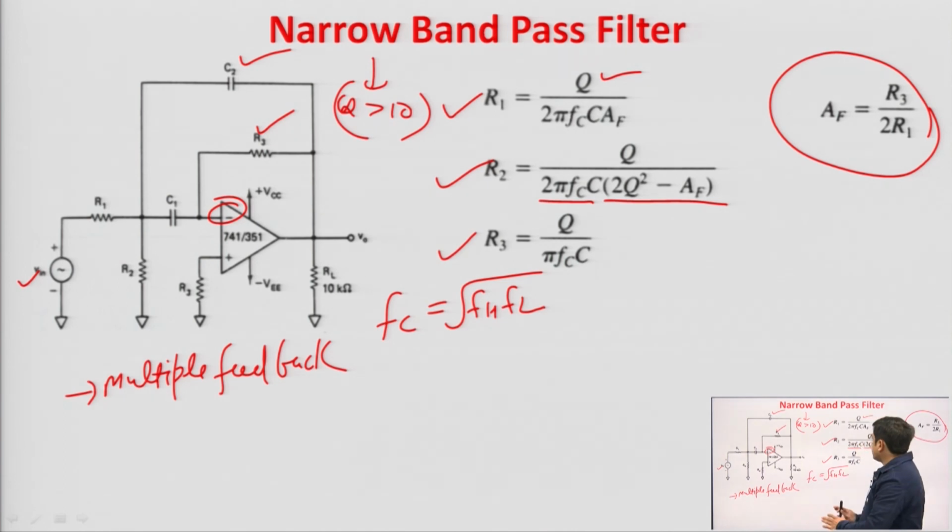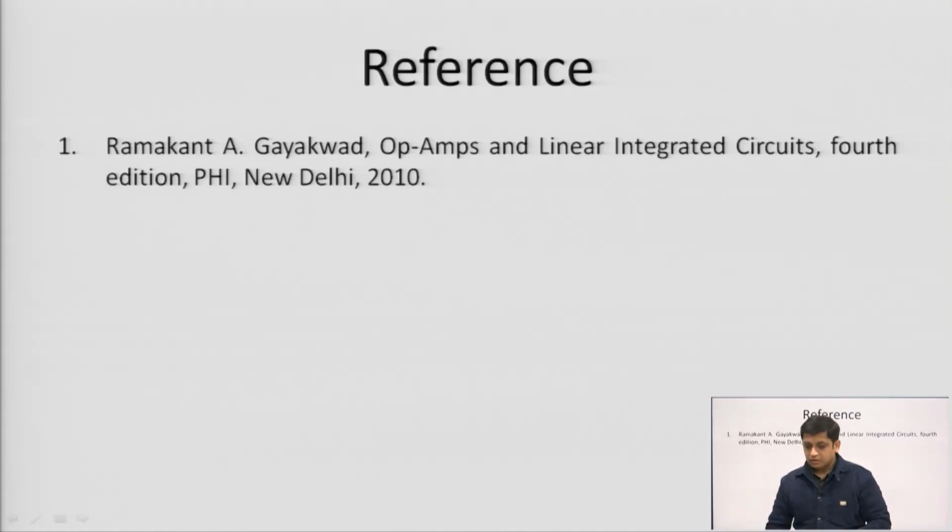By just selecting the proper values of R1, R2, R3, we can design the narrow band pass filter to get a particular center frequency at which the gain is highest. This is the reference.